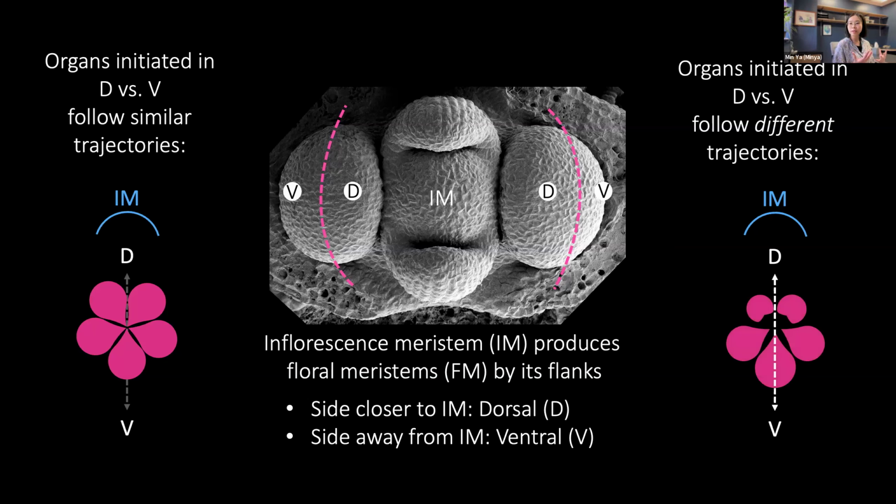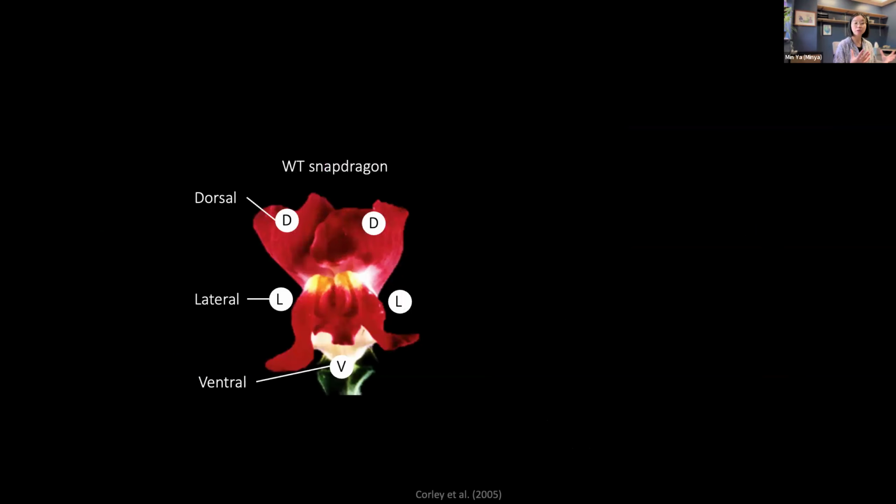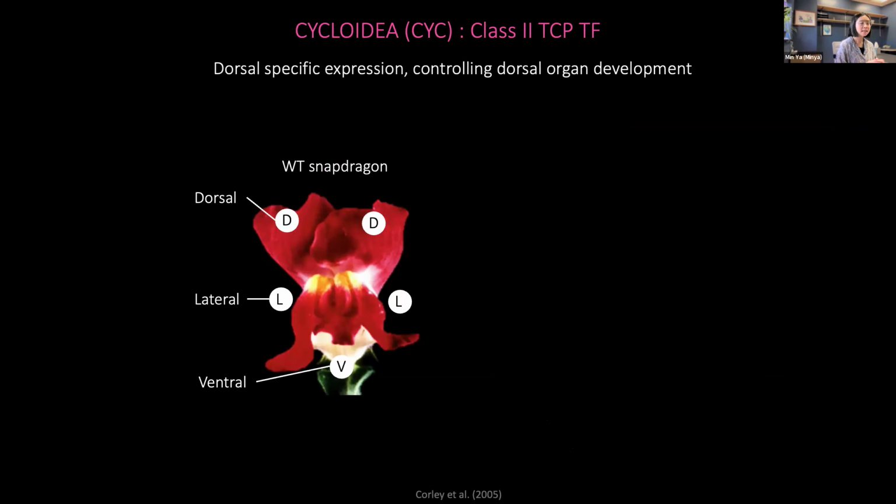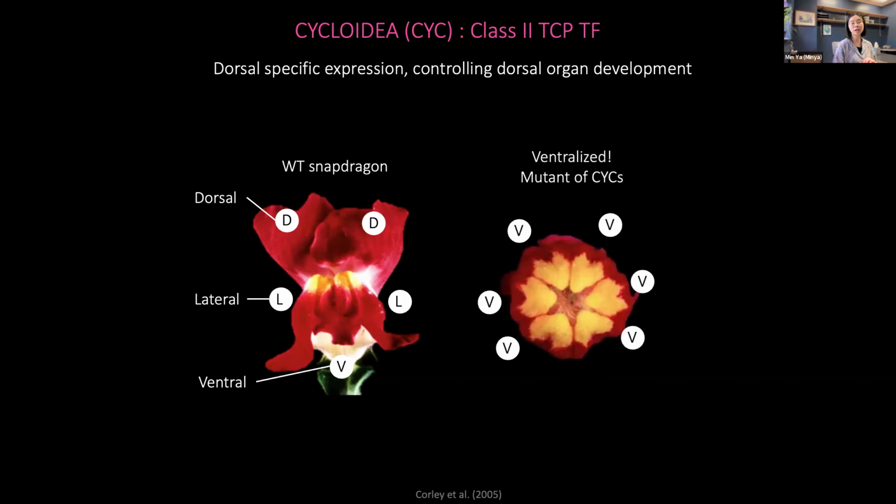Now that we know the dorsal and the ventral can be readily physically distinguished, it's normal to wonder how the domains are defined. Luckily, work from the early 1990s in Snapdragon has provided a solid foundation for us. People discovered that a TCP transcription factor, cycloidea, together with its close homologs, controls the dorsal organ identity. Both of those genes have dorsal-specific expression, and they control the developmental process of the dorsal organs. Without the cycloidea genes, the flowers become radialized, completely ventralized.